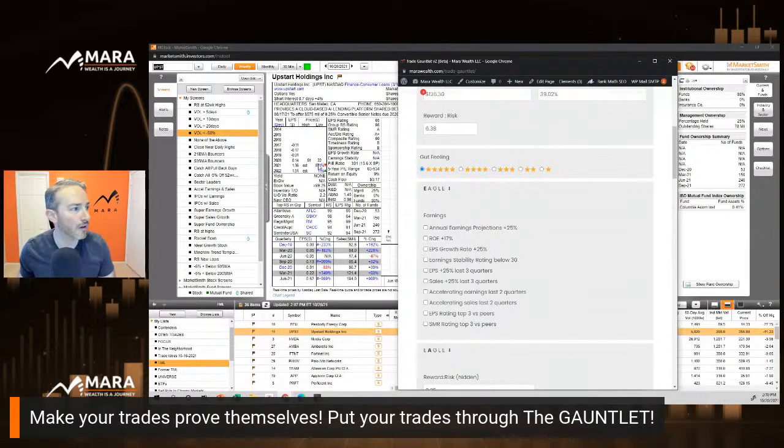So annual earnings projections, 871. Great, checks that box. ROE, 17 or better. It's only 9%, so we can't check that. All of these here, right? So let me talk you through a little bit of this. This is the fundamental criteria that I'm interested in.